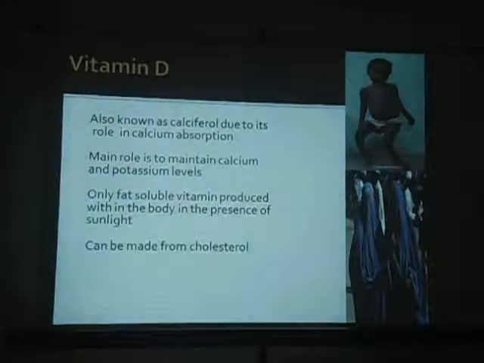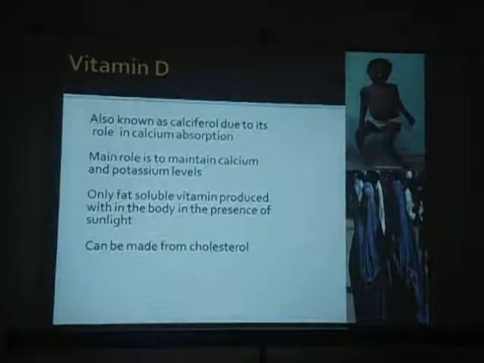The next important vitamin is vitamin D. Okay, it is also known as calciferol due to its role in calcium absorption. Vitamin D, it forms hydroxylated forms of cholecalciferol. Okay, 7-dehydrocholecalciferol, what is there, which reacts in various metabolic reactions.